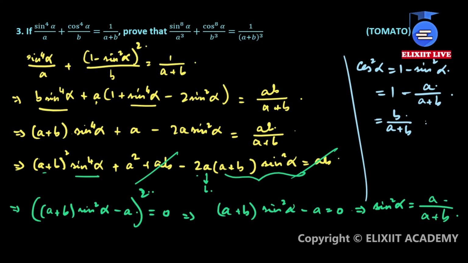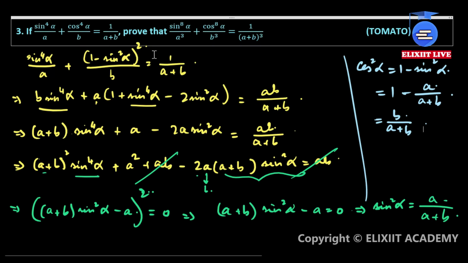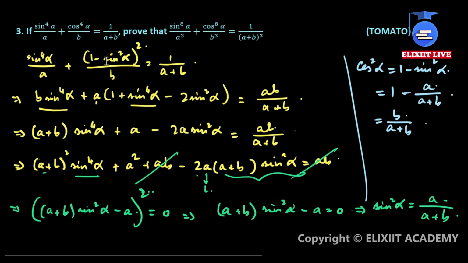You have got sine square alpha, you have got cos square alpha. You all can find out sine to the power 8 alpha. This particular value, what have they asked to prove? Sine to the power 8 alpha divided by a cube plus cos to the power 8 alpha divided by b cube.